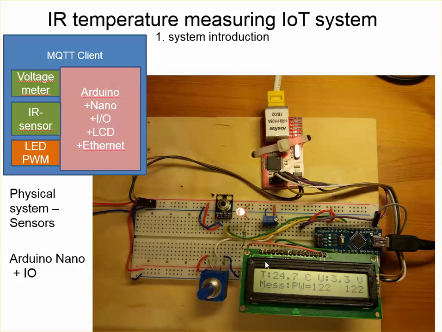Here's also a small LCD display, so we are able to monitor that our local system is working. Here we have been printing the temperature and the voltage, and this shows what the brightness level of the LED is. This is the main processor here, the Arduino Nano. You could also use some other Arduino boards, it doesn't matter, because basically the same software is running on most of those boards. And here's our Ethernet card.